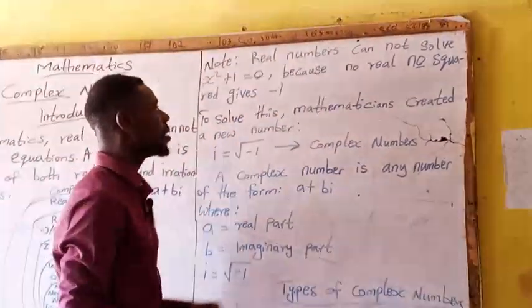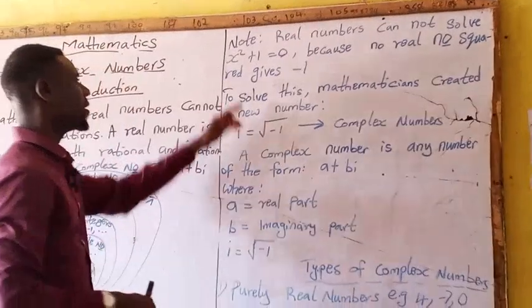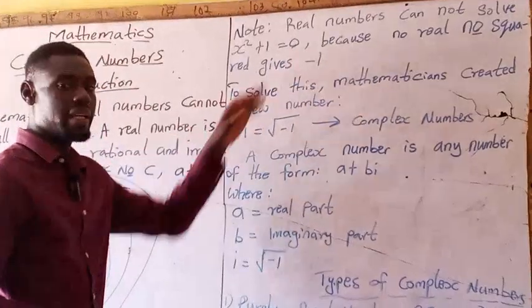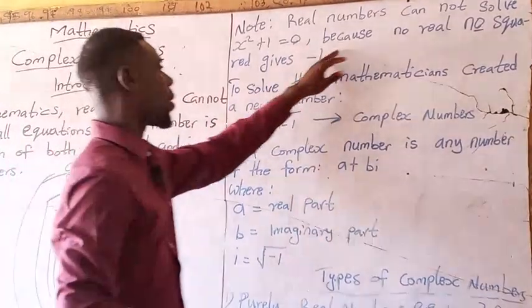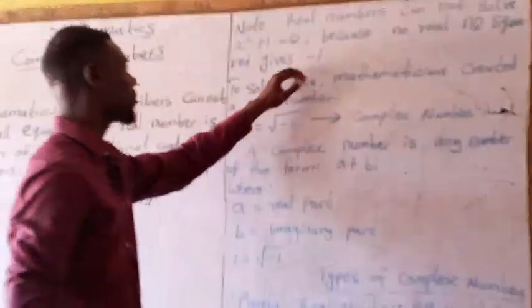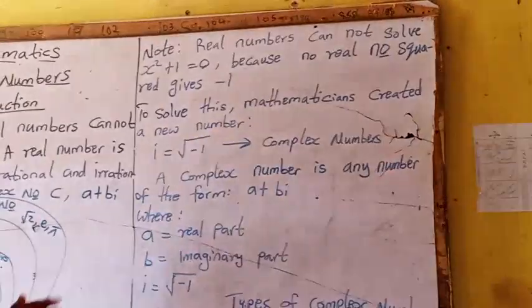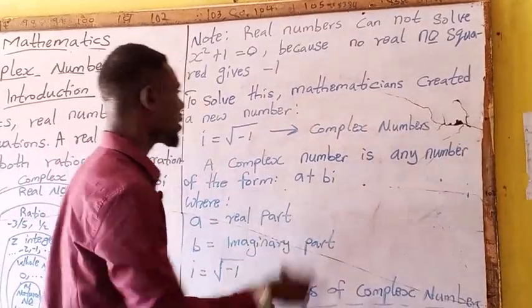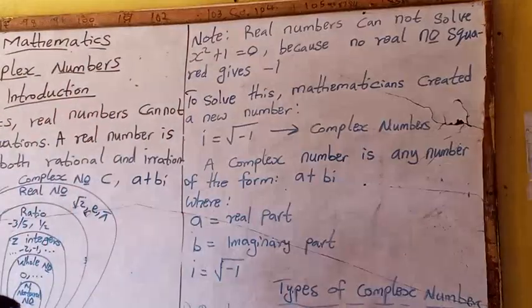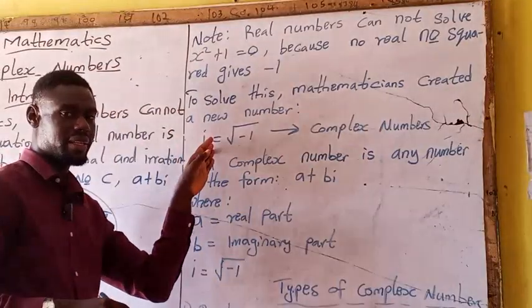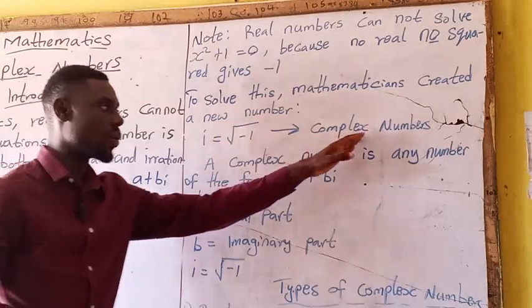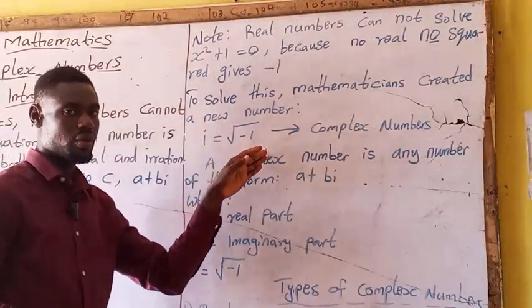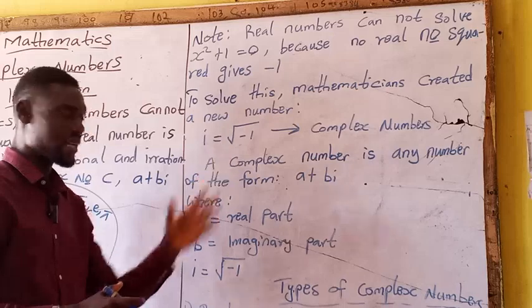Now, note, real numbers cannot solve this equation. If we try this equation, it will give us a negative root, because no real number squared gives us -1, or a negative root. To solve this, mathematicians created new numbers. This is the new number they created, and this is where the complex number comes into existence. Now, this complex number is very broad. We will solve so many problems under this topic.